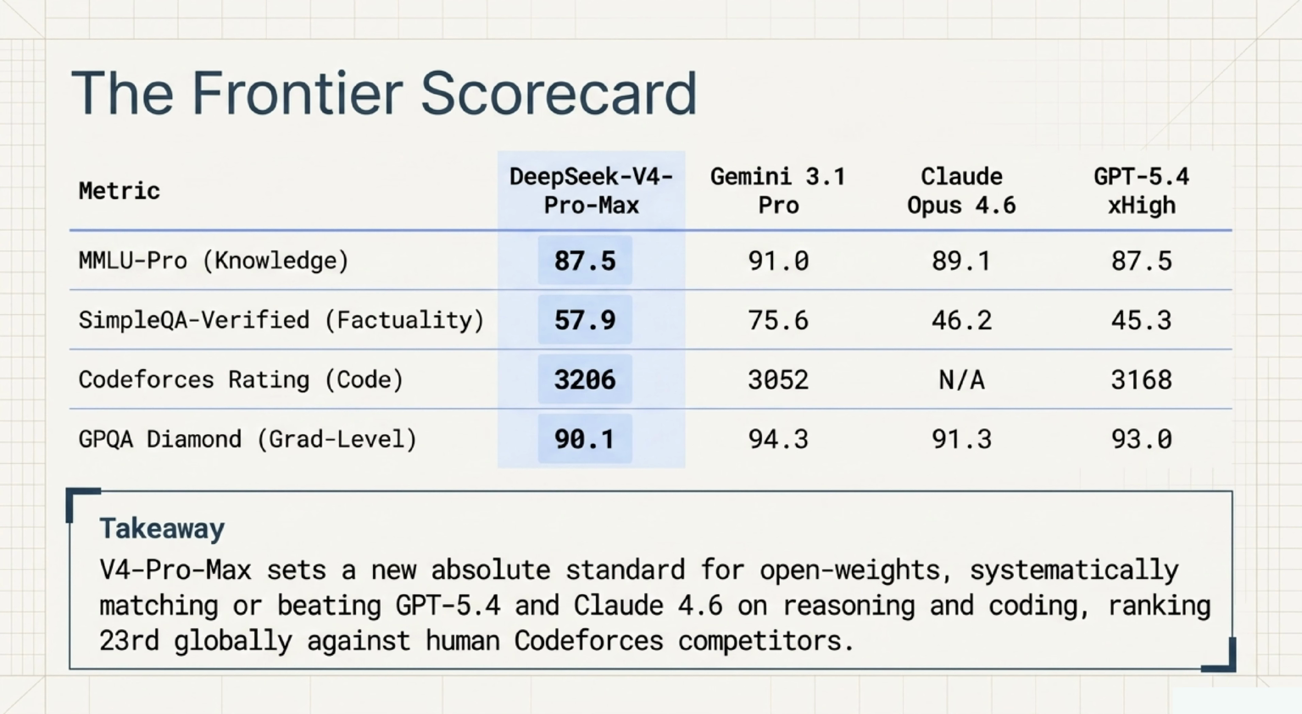When we look at the frontier scorecard, V4 Pro Max sets a new absolute standard for open-weight models. It systematically matches or beats leading proprietary models like GPT-5.4 and Claude 4.6 on reasoning and coding tasks. In fact, it even ranks 23rd globally against human competitors on Codeforces.